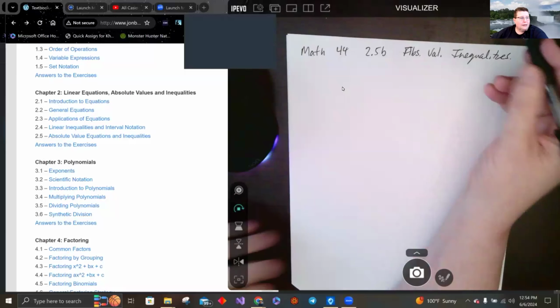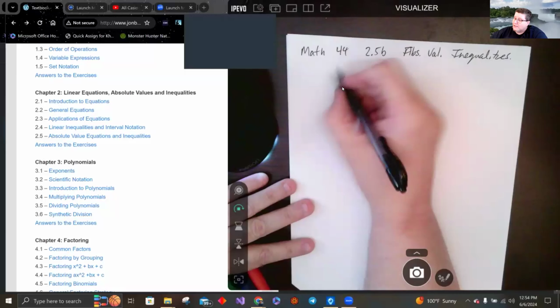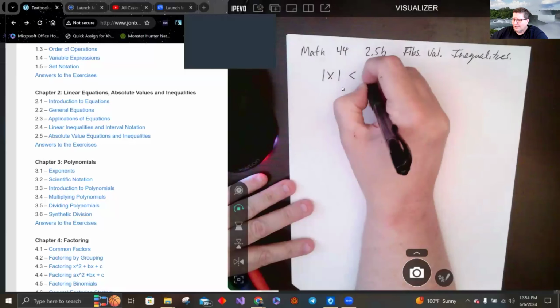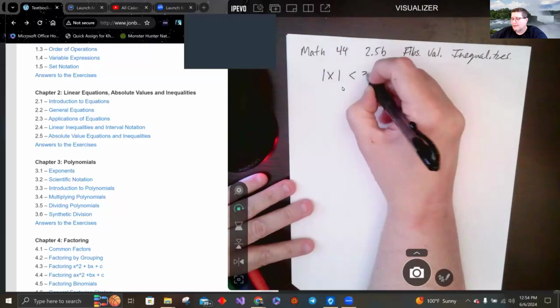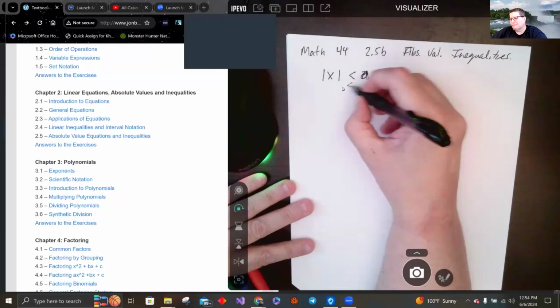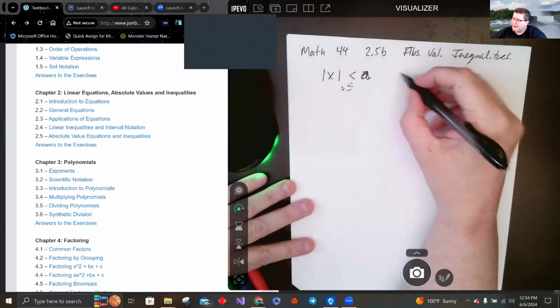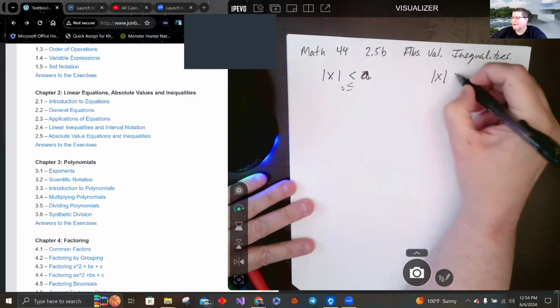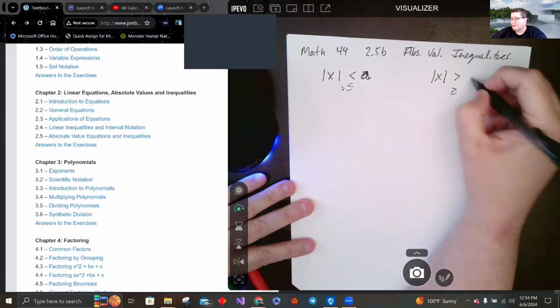So there's two outcomes that we can get. We can have the absolute value of x is less than 3, or like less than a. Let's go with a. Or less than or equal to. The other outcome would be absolute value is greater than or greater than or equal to a.